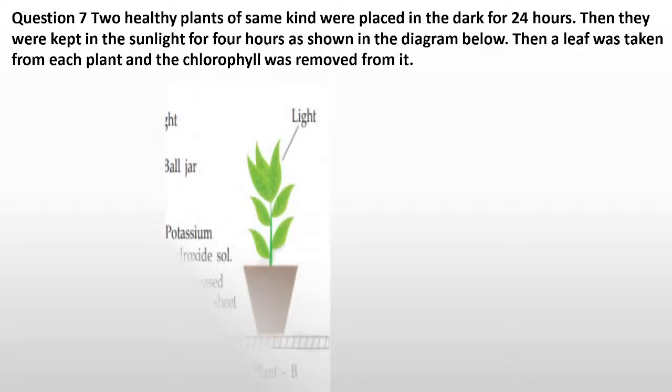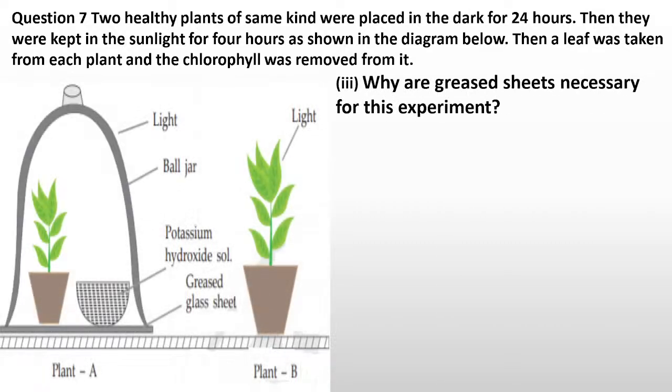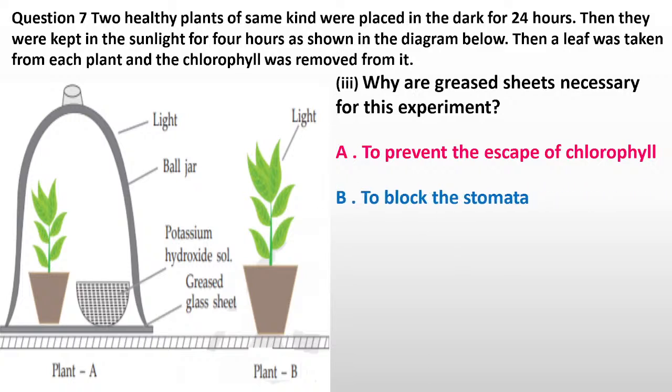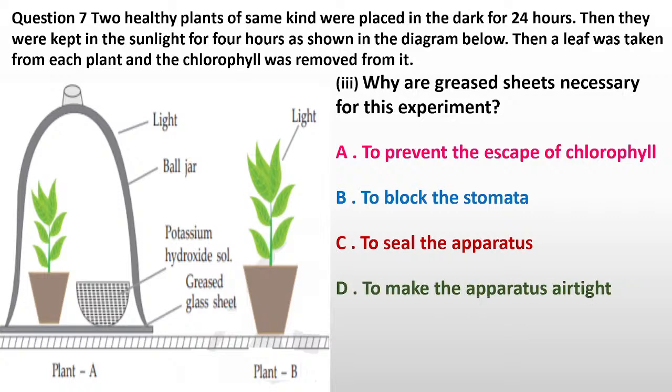Question number 7, same question, sub-question changes, same concept, two healthy plants. Why are greased sheets necessary for this experiment? You can see a greased glass sheet being kept there in the assembly beneath the plant A. And the options are A, to prevent the escape of chlorophyll, B, to block the stomata, C, to seal the apparatus, D, to make the apparatus airtight.